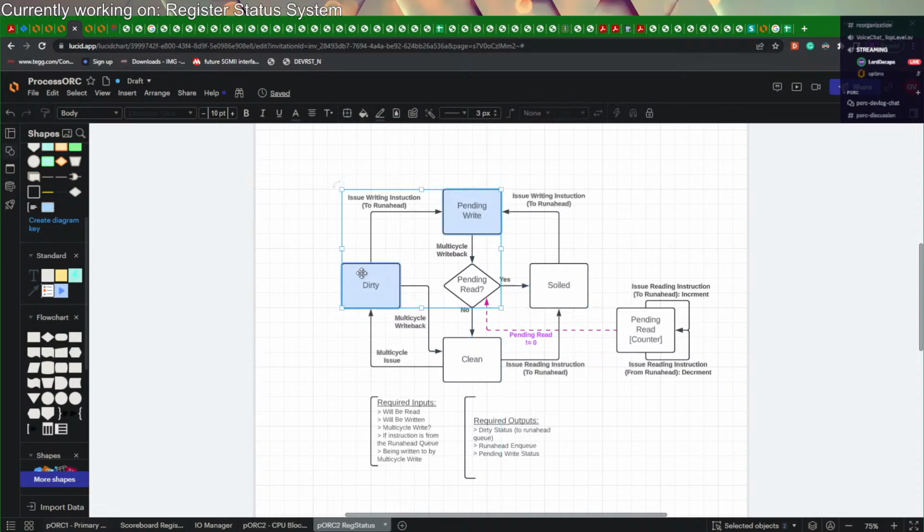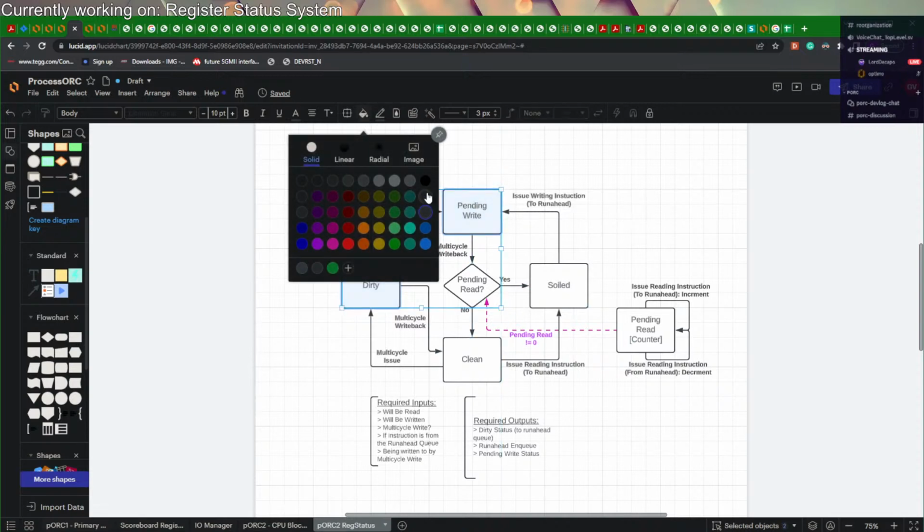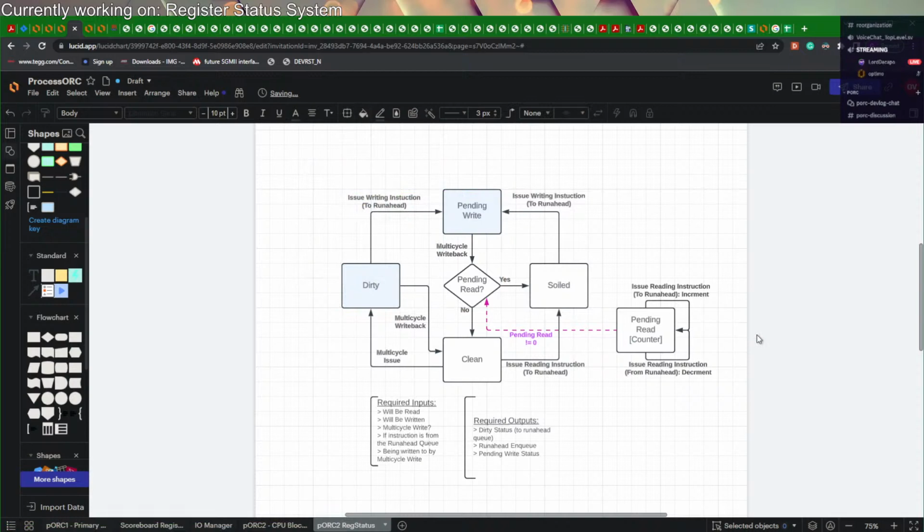Ugh, I don't like that shade of blue. Sorry, just gonna adjust slightly. Okay, and then the inputs will need to be: if the operand's being read, if the operand's being written to, if the instruction is going to the run ahead. Okay, yeah, so we decide if you're going to the run ahead.